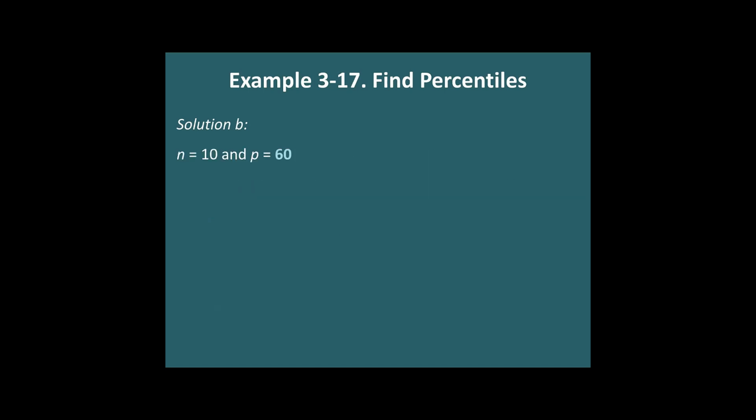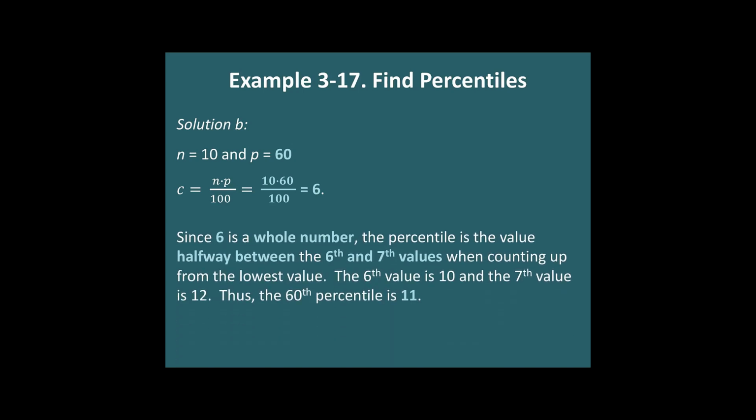For solution B, let's find out which data value falls in the 60th percentile. Since there are 10 students and P being the 60th percentile, we can go ahead and use the other formula. And as we can see, C here equals 6. In other words, the 6th position. Since 6 is a whole number, the percentile is the value that's halfway between the 6th and 7th values when counting up from the lowest value. The 6th value is 10, and the 7th value is 12. Thus, the 60th percentile is 11.